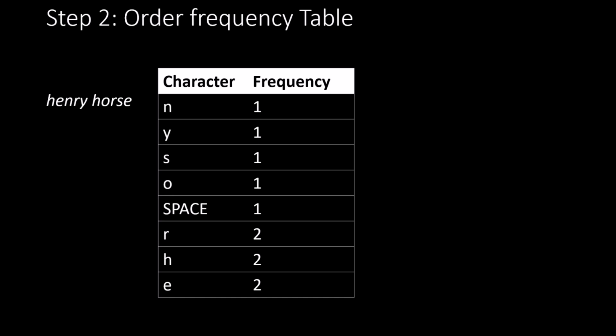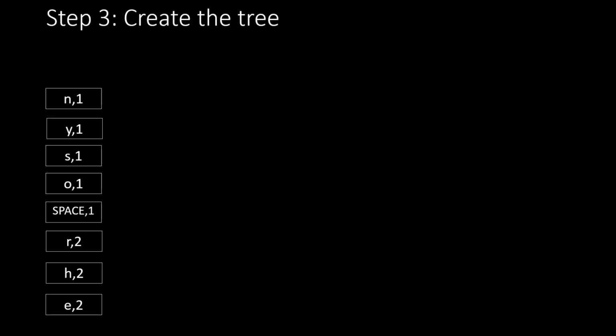The next step is to order the frequency table. In this situation, what we've done is put the lowest occurring characters at the top, so the low frequency characters at the top, and the higher ones at the bottom in this table. Now we're in a position to begin to create the tree.